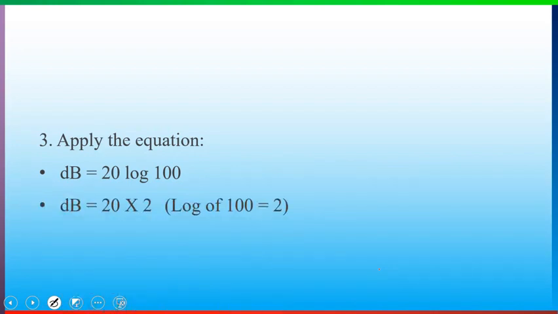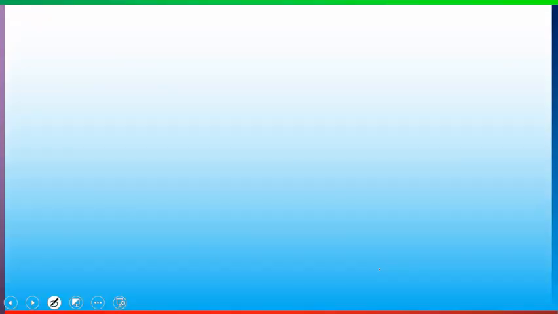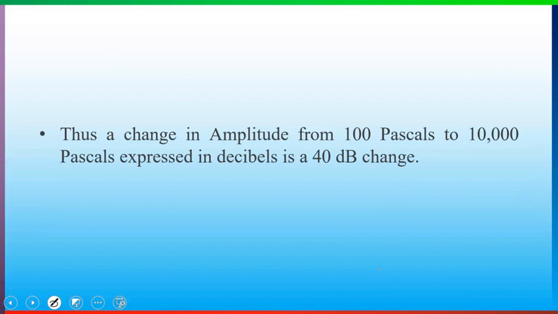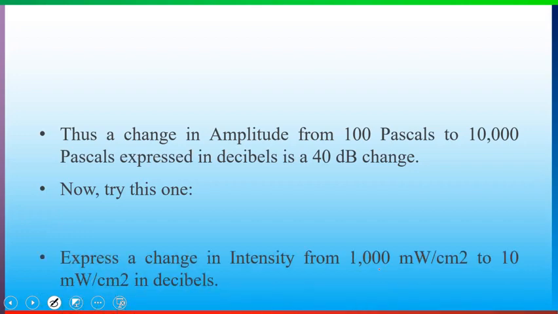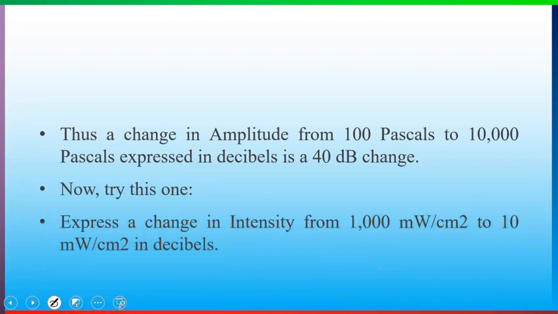And that is too easily understandable, right? So this change is a 40 decibel change. Thus, a change in amplitude from 100 Pascal to 10,000 Pascal will be equal to a 40 decibel change. Now try another example. If there's a change in intensity from 1000 milliwatt per centimeter square to 10 milliwatt per centimeter square, how much will it be in decibel?